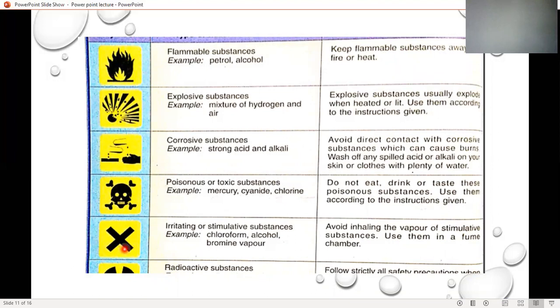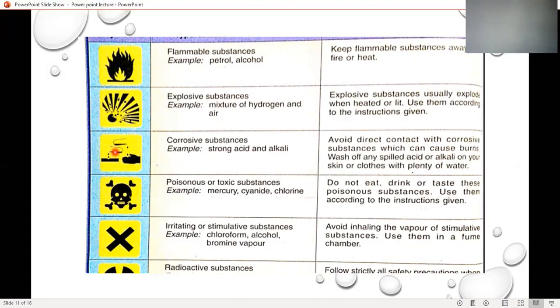You can find this table in your book, page number 7. If you see a symbol like this, it means that the substance can catch fire, so you have to stay away from fire or heat. If a substance is like this, it means the substance is very, very corrosive. Corrosive means if you have direct contact with the substance, your skin is going to be burned.